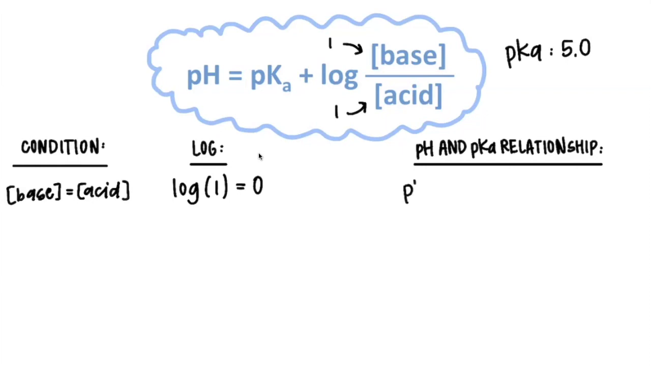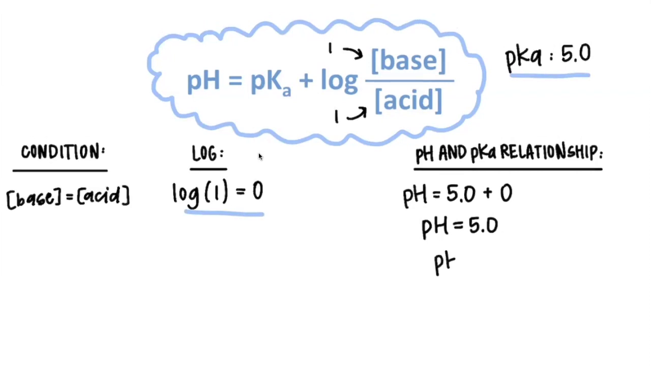So pH is equal to the pKa, which is right here, 5.0 plus log base over acid, which we had figured out right here. So it's plus 0. The pH is going to be equal to 5, and since that number is equal to the pKa number, when you have equal parts of base and acid, pH is going to be equal to the pKa.